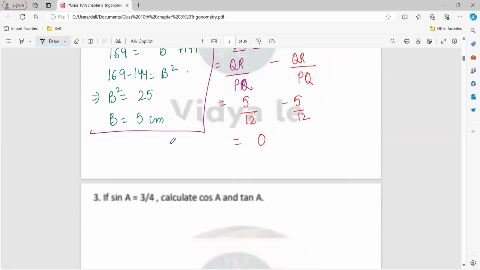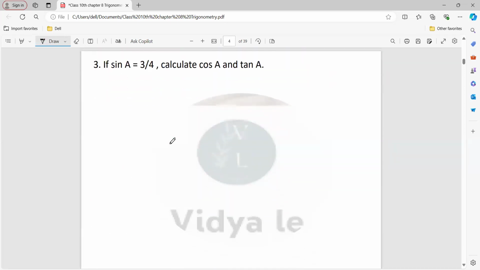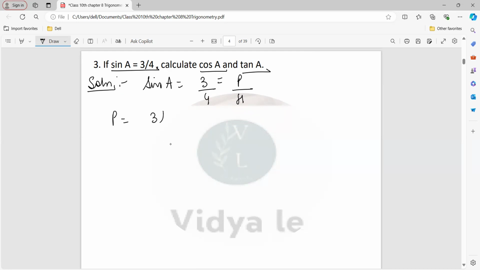Wonderful. Now let's start the next question. The next question is: sin A is equal to 3 by 4. We need to calculate cos A and tan A. Let's start. We have sin A equal to 3 by 4. We know that sin is perpendicular upon hypotenuse. So we have perpendicular equal to 3 times some constant and hypotenuse equal to 4 times some constant. And using the same Pythagoras theorem, we can find the base first of all.